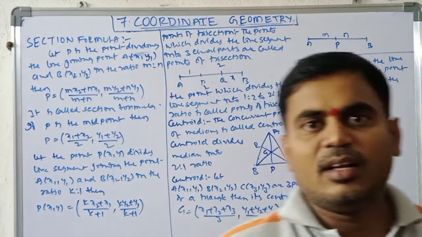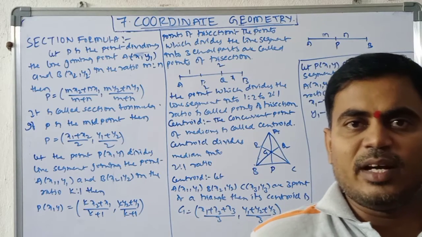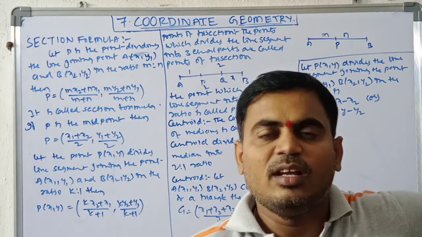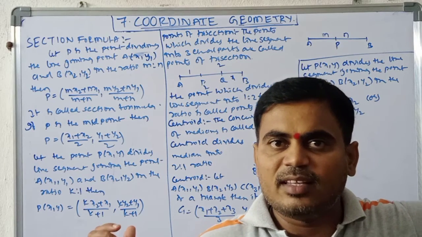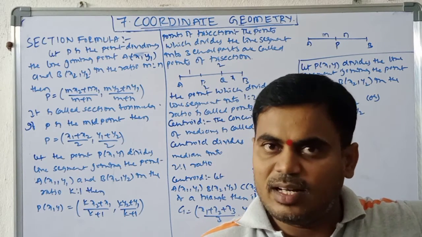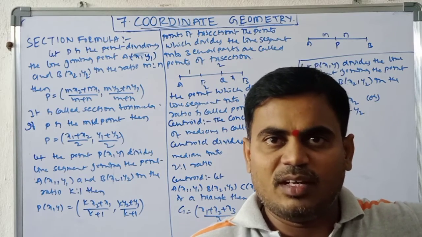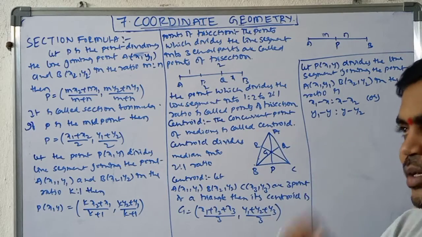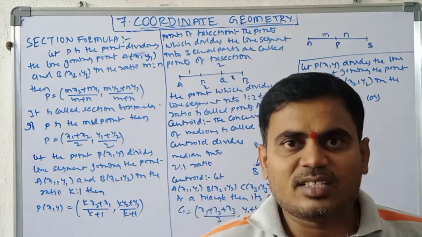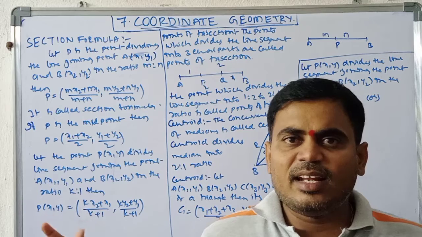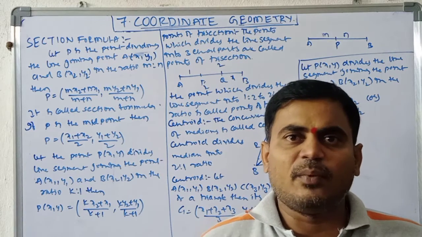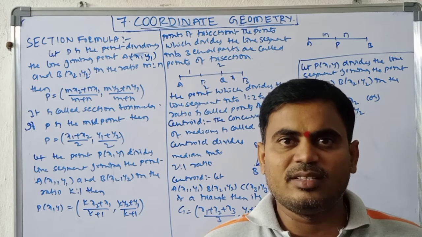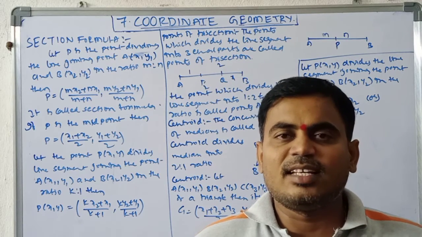So the formula for the ratio when the two points of the line segment are given and the dividing point is also given is x1 minus x is to x minus x2, or else y1 minus y is to y minus y2. Whatever you apply, you will get the same result. Again, section formula. What is section formula? A point divides a line segment into 2 or more parts; those are called sections.